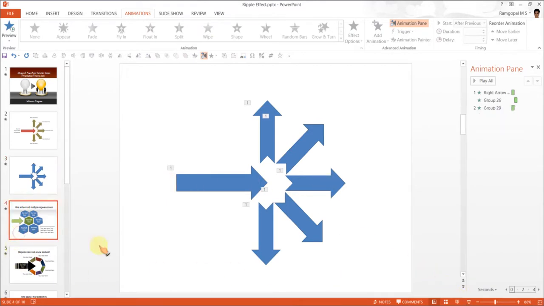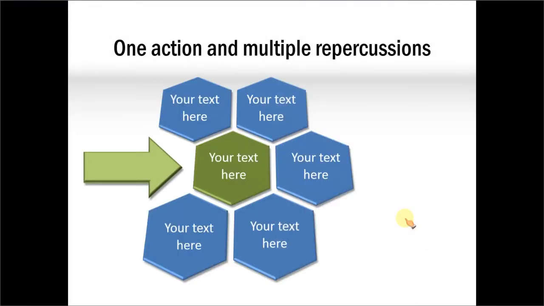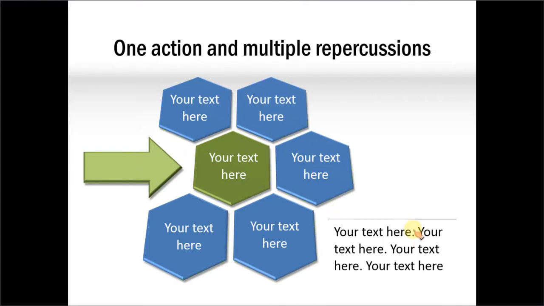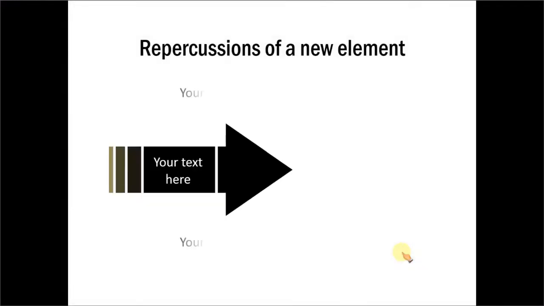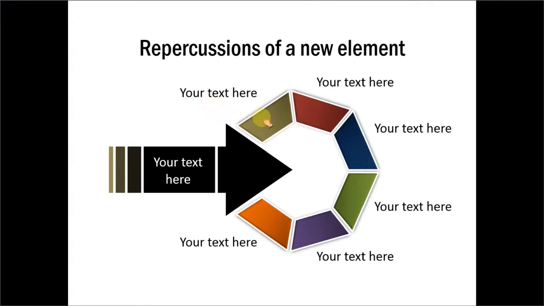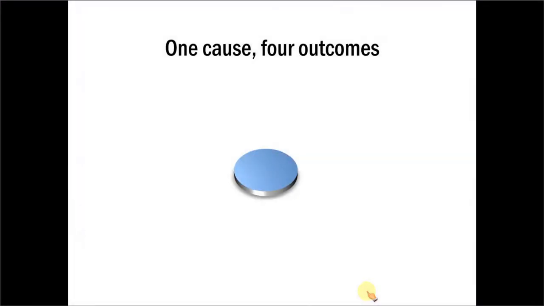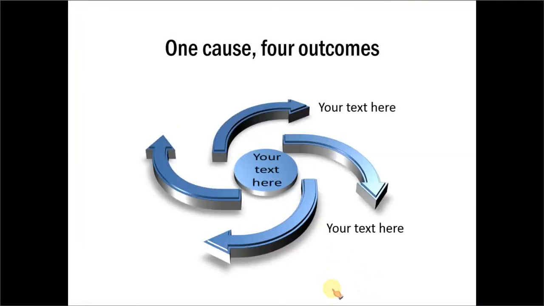I wish to share with you some examples of influence diagram taken from our CEO packs. This one is about one cause and multiple influences, and you can see the text which explains this relationship. And here is another example of repercussions of a new element into a set team or set group or set formation. Here is one cause and four outcomes in all directions.